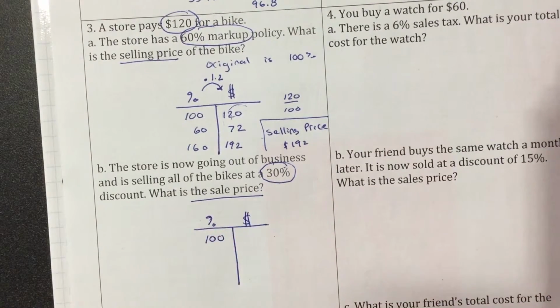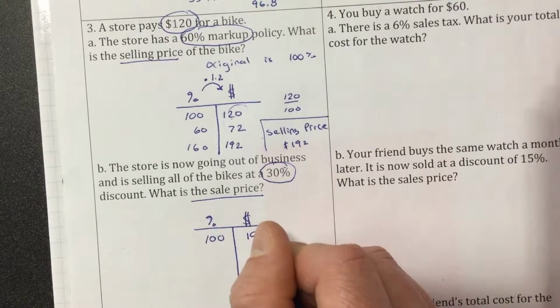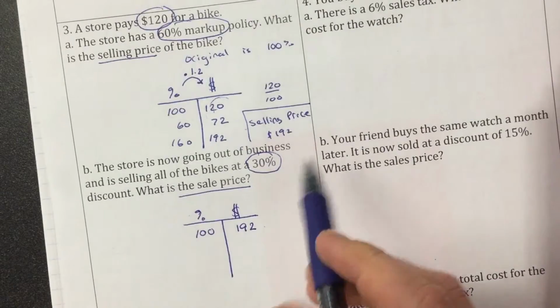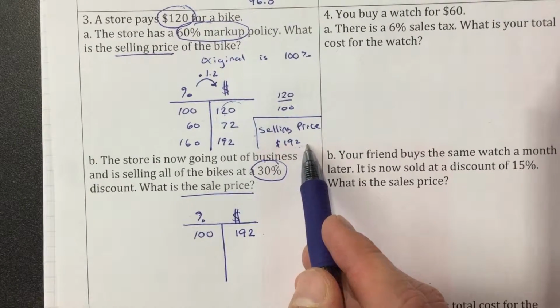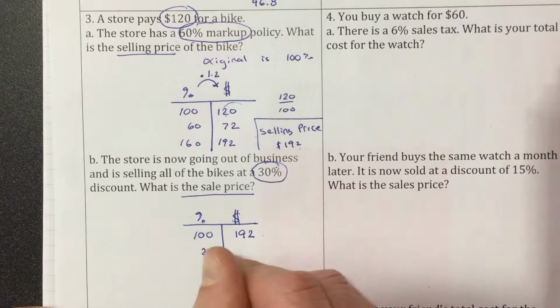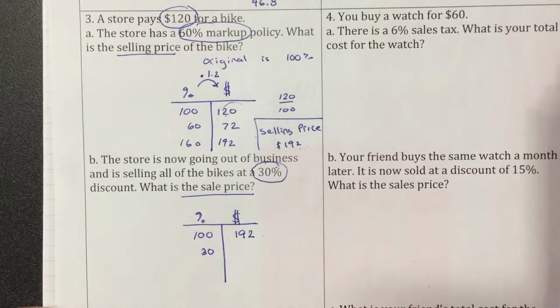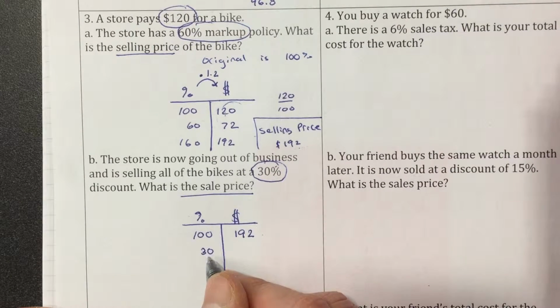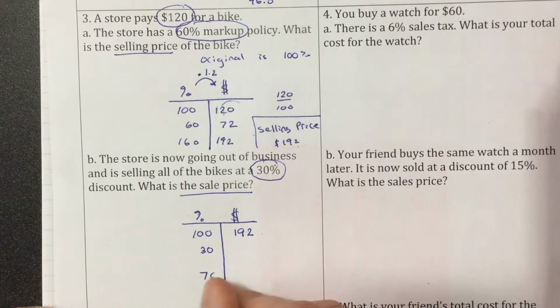So 100% was the original selling price. We got that from before right here. So we want to know what 30% is, like what's the discount going to be. If you also want to find out what the sale price is, you just subtract, because a discount means you're taking away. So you're really going to pay 70%.